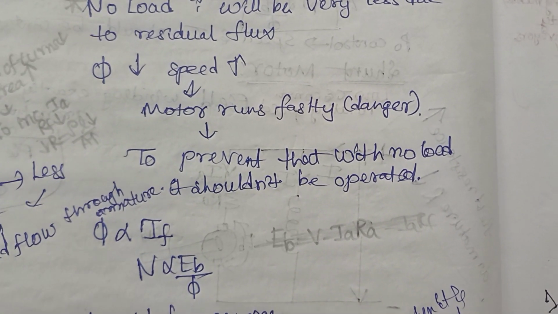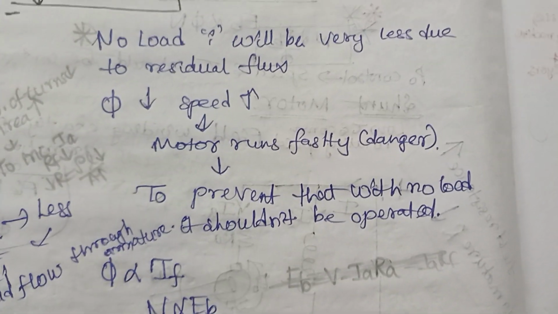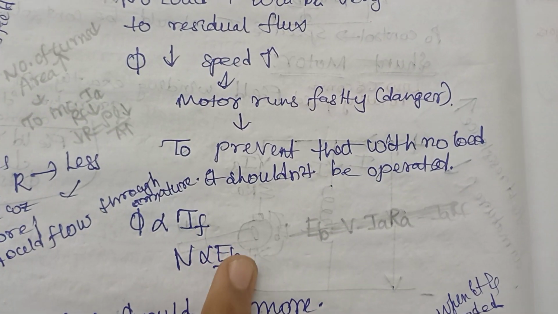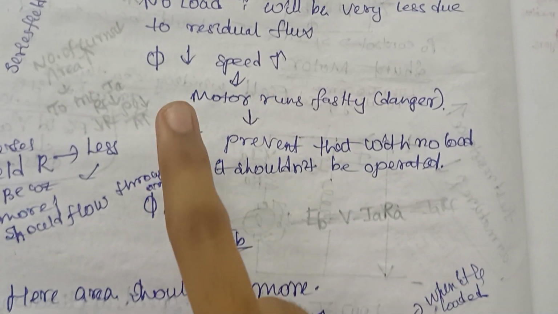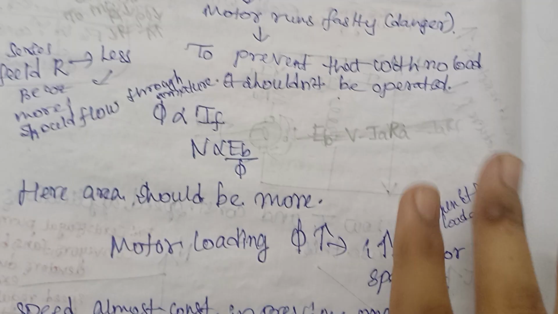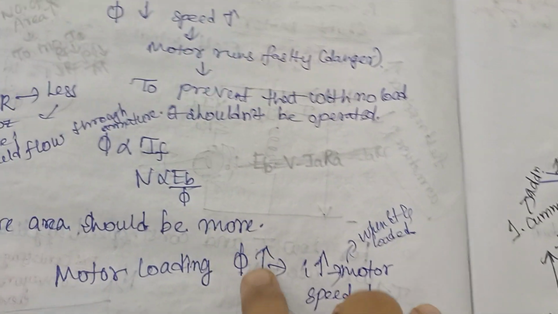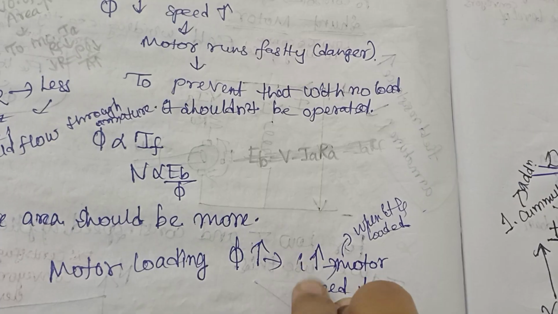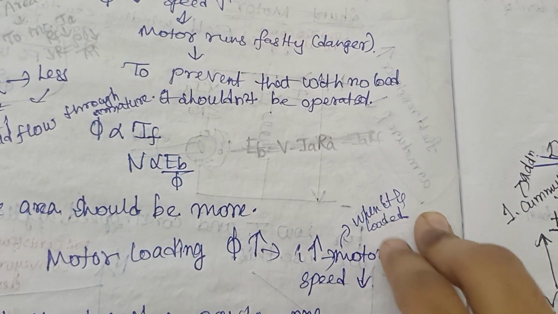And we know that flux is directly proportional to If, right? And we know N is directly proportional to Eb by phi already, and here our area should be more. This was discussed already. And when the motor is loaded, your flux will be higher and your current will be higher when it is loaded.